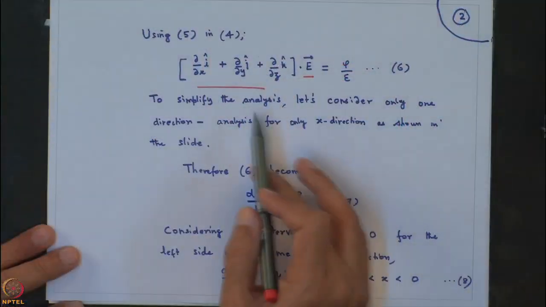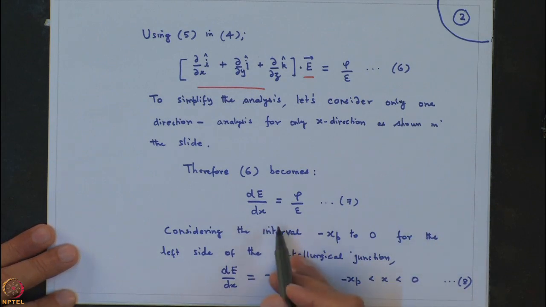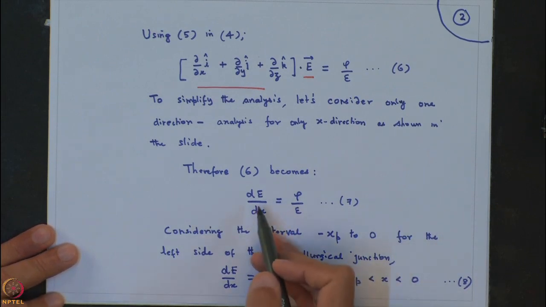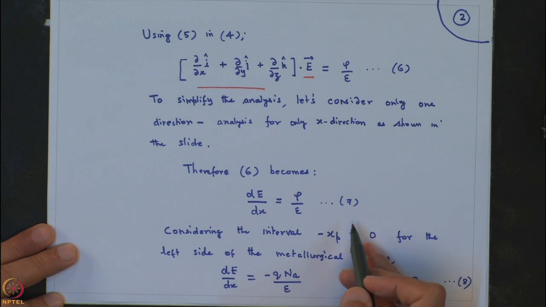Now, if we take this 3-dimensional analysis, it will get a bit complicated and difficult to understand. So, to make our life simple, let us consider the analysis only in the x direction. In that case, expression 6, instead of partial derivatives in the x, y and z directions, becomes just the x direction, and this partial derivative I can write as a full derivative: dE by dx is equal to rho by epsilon, which is our equation 7, and we can treat this as the starting point of our analysis.